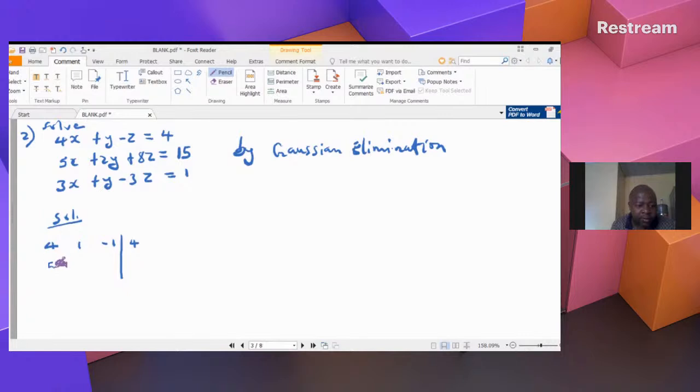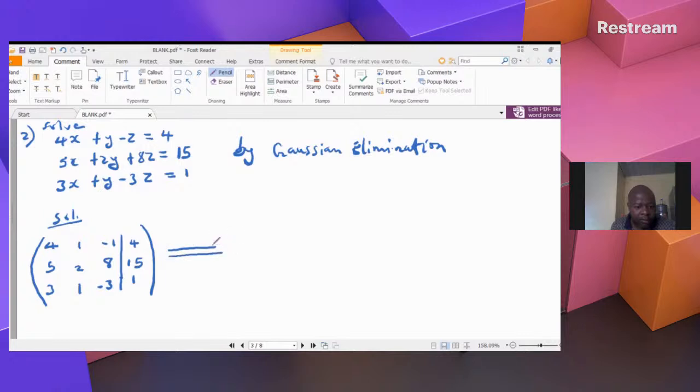And this is 5, 2, 8, 15. And this other one gives us 3, 1, -3, and 1. So this is the augmented matrix. From this system, I have 4, 1, -1, 4. Then I have 5, 2, 8, 15. And I have 3, 1, -3, 1. So I want to reduce this to echelon form.